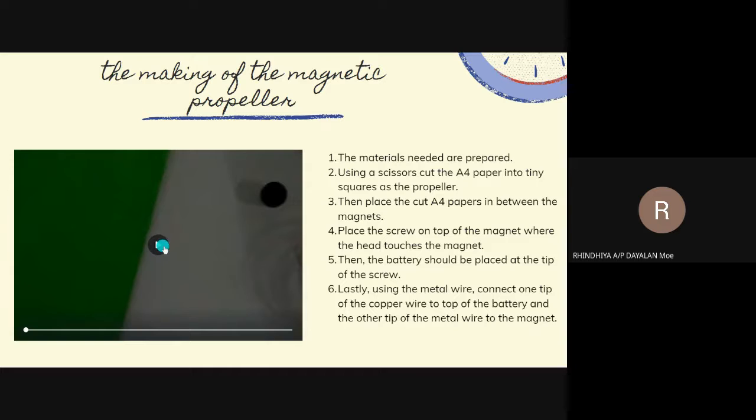Before that, can you hear the sound? Do you hear the music? Yes. Okay, so you'll watch the video of how the propeller is made and then I will explain in detail.